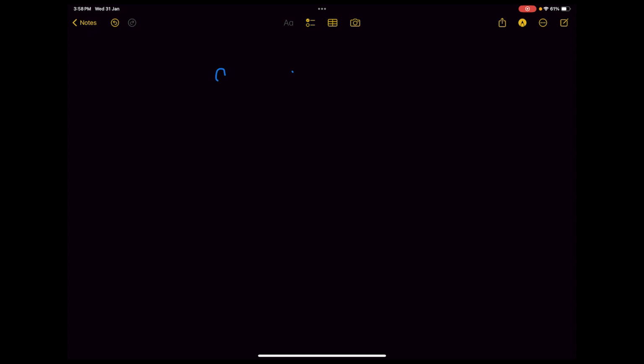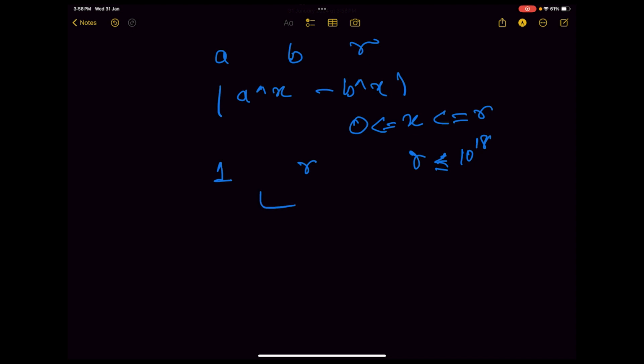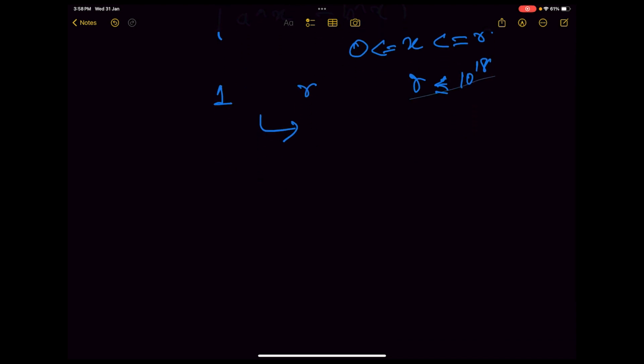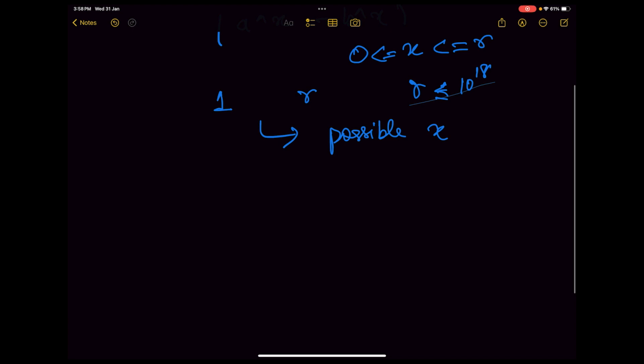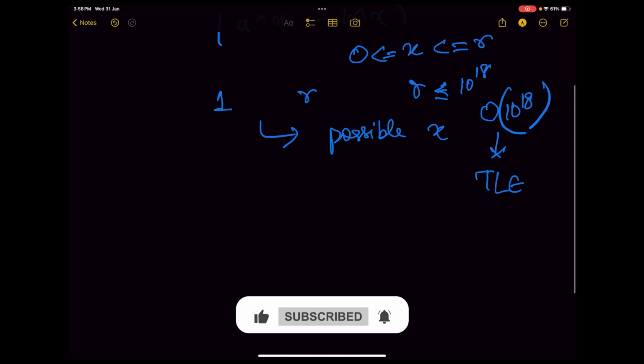In the question, you will be given a, b, r, and you need to minimize the difference between a XOR x and b XOR x, and x should be less than or equal to r, greater than or equal to 0. The constraint given for r is up to 10 to the power 18. Now, if you want to go iteratively for each x from 0 to r and check whether it is a possible x to minimize the difference, then it would take 10 to the power 18 operations, and it would be a time limit exceeded solution.